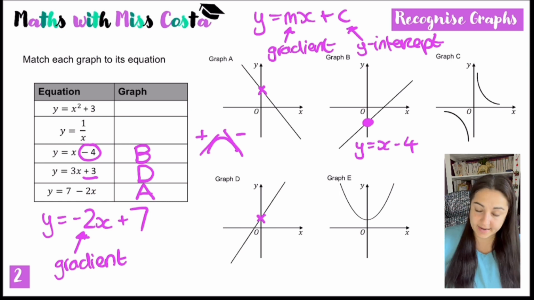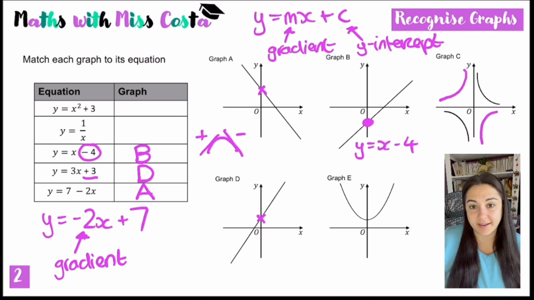Now, graph C, this is something that's called a reciprocal graph, and it's always going to either look like this, or if it was negative, it would look like that. Okay, so your graphs that kind of look like two C's opposite each other, that's a reciprocal graph.